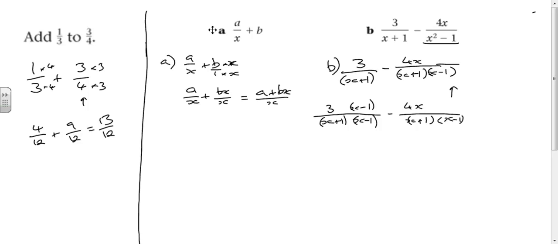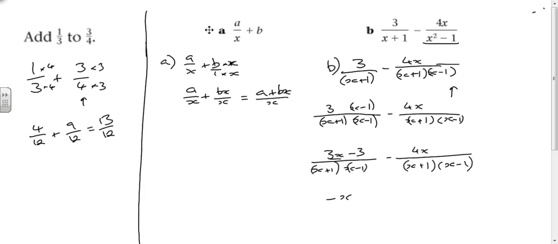So if we simplify that, we've got 3x minus 3 over x plus 1, x minus 1, minus 4x over x plus 1, x minus 1. Now, just be careful with this one. I'm going to come back to it in a second. We do 3x minus 4x, so that's going to be minus 1x. So it's going to be minus 1x, and we've still got minus 3 on the top, over x plus 1, x minus 1.